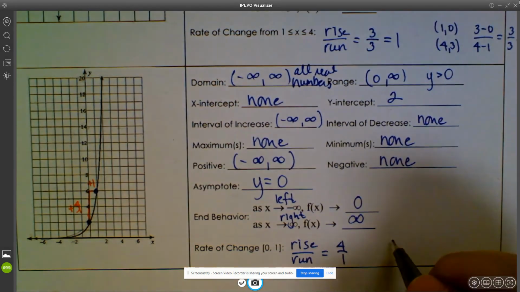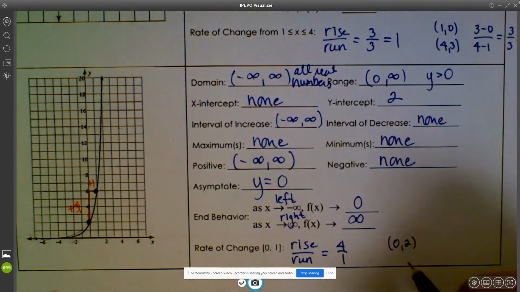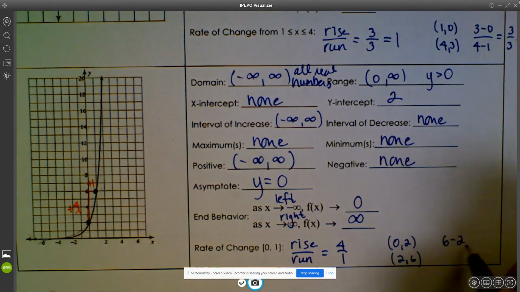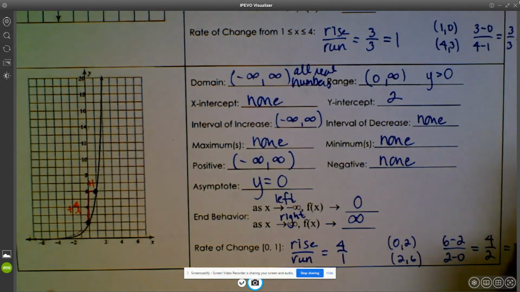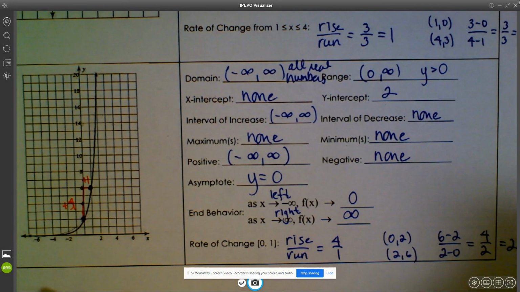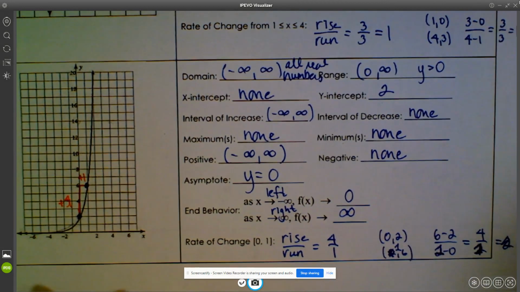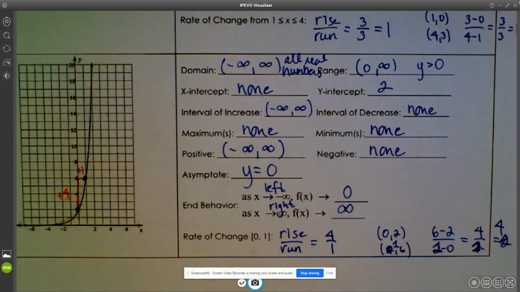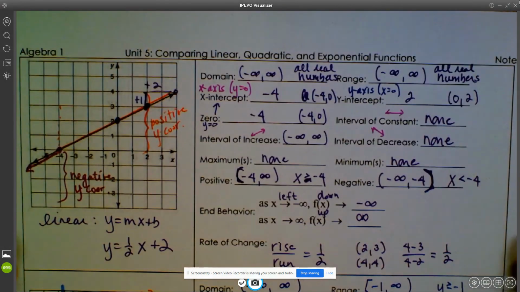And then when I look at my order pairs, I've got (0, 2), and then I've got the order pair (1, 6). So 6 minus 2 divided by 1 minus 0 is 4 divided by 1, which is 4. All right, so there's everything that we have talked about with exponential functions, quadratic functions, and linear functions.